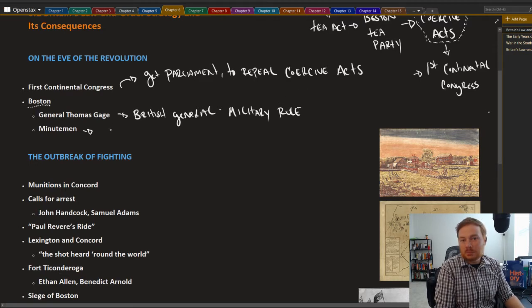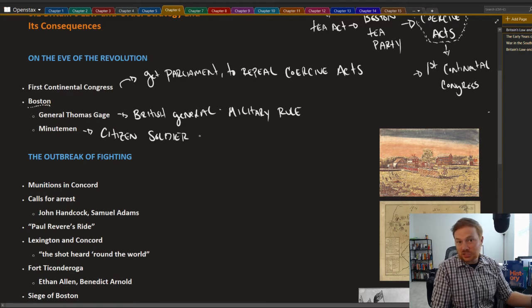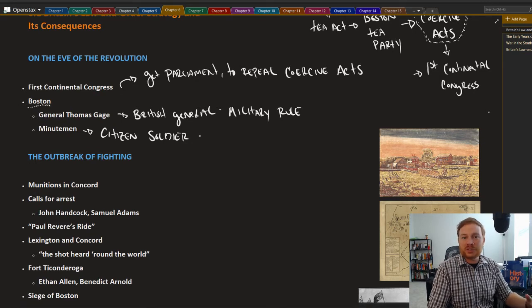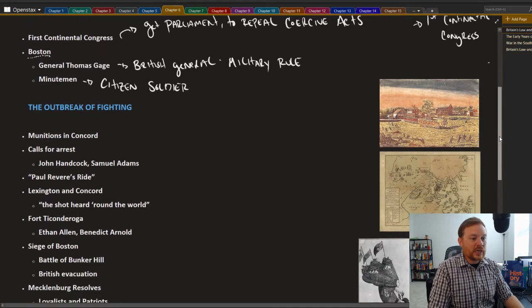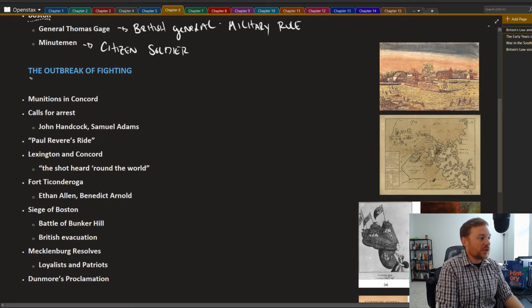And so the Minutemen, or a Minuteman, was a citizen soldier who was supposed to be ready at a minute's notice, in case some sort of conflict breaks out with the British. Because it was under military rule, and there were quite a substantial number of British troops in Boston, these Minutemen were citizen soldiers that were supposed to be ready. They were training, they were drilling for whatever the British may do. And the British, sure enough, did act.